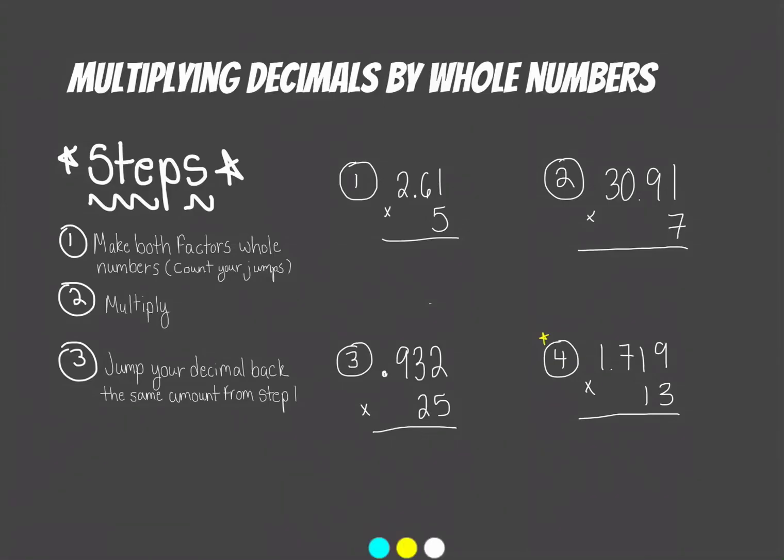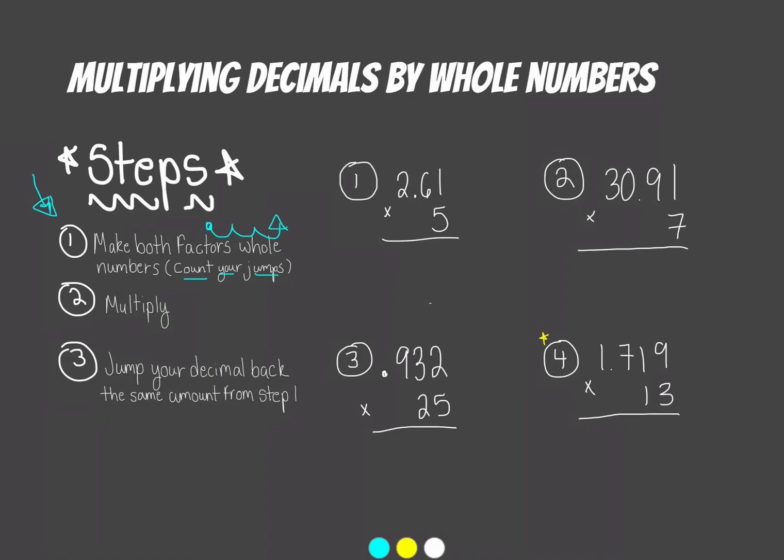Multiply decimals by whole numbers. Now, there are 3 easy steps you need to follow. The first one is your biggest one because it's going to span into our next lesson, which is multiplying a decimal times a decimal. You need to make sure both factors are whole numbers, and you're going to count your jumps. You're basically just having a decimal and jumping it this way a set amount of times just so it gets changed into a whole number.